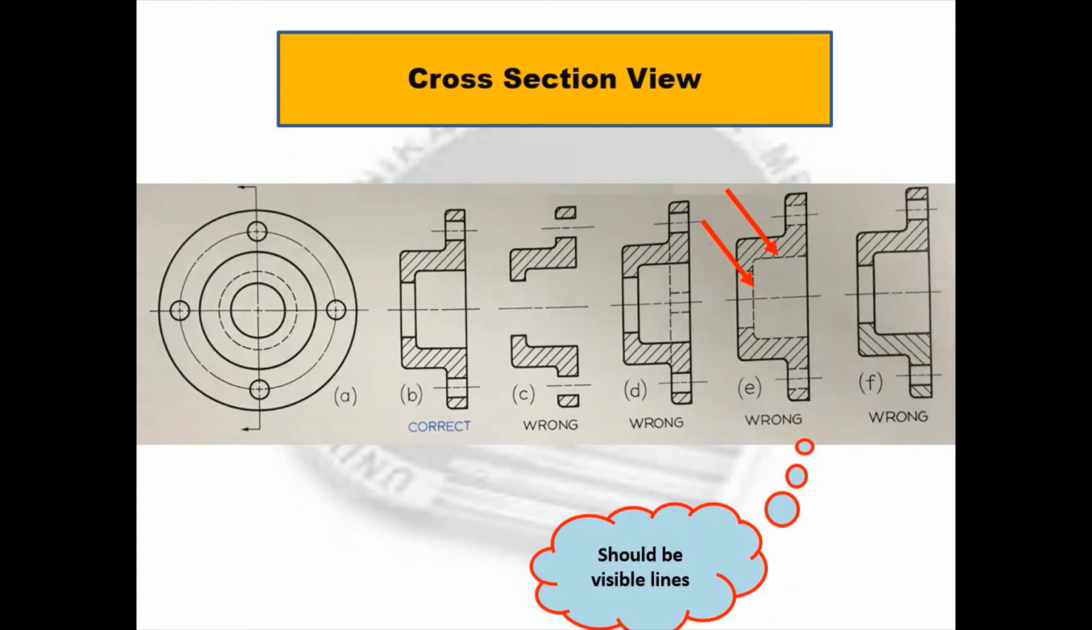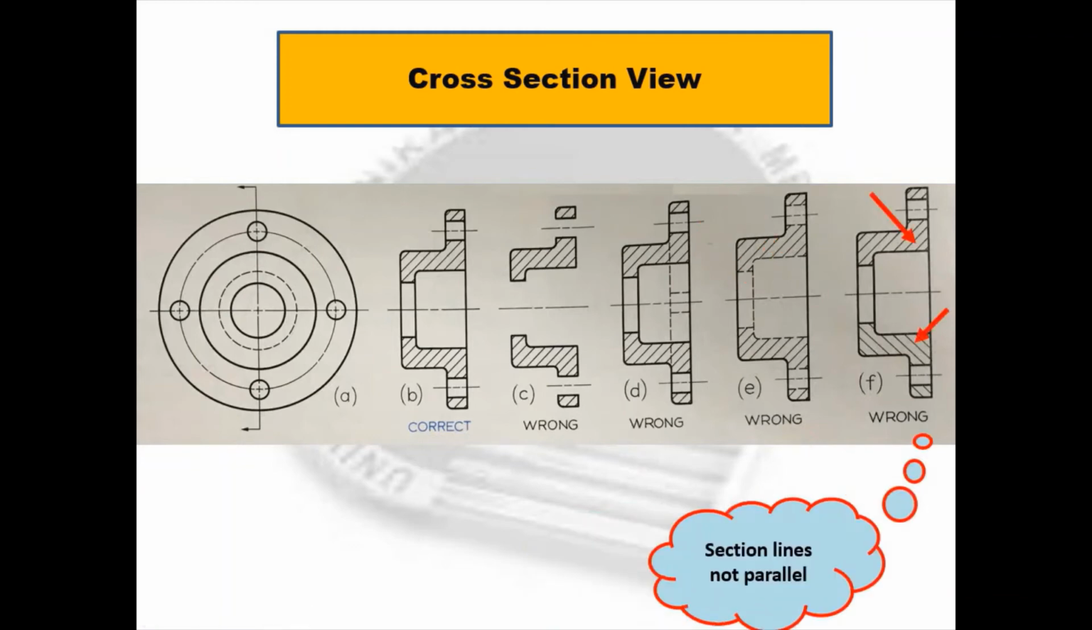In E, the hidden lines should be drawn with visible lines. Finally, the section lines in F should be drawn in parallel throughout the object.